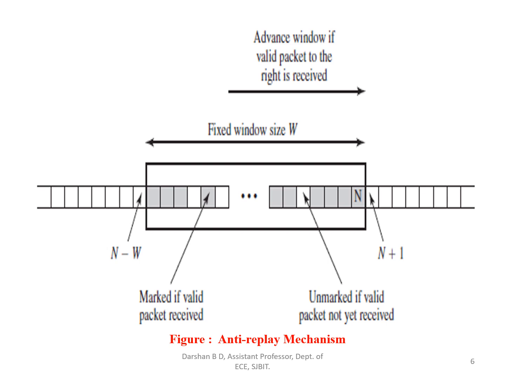Then we consider a fixed window size, which we call W. The window is advanced if a valid packet to the right is received. Here we start with n minus W, up to packet n plus 1. The sequence number is set to 0 when a new security association is established. The number is incremented by 1 for each packet sent on the security association.